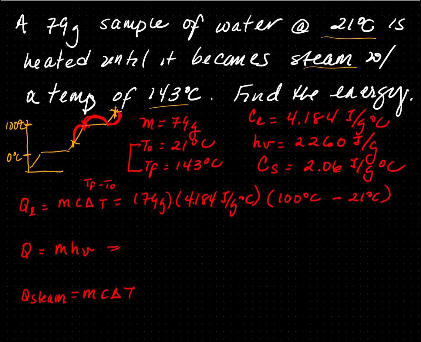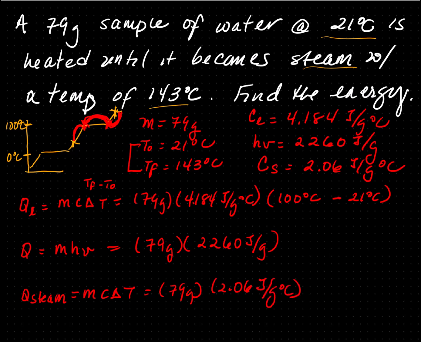At 100 degrees water, now we need to vaporize it. We're going to boil this. So we're going through a phase change. The mass is still the same, and the heat of vaporization is 2,260 joules per gram. After we vaporize, we are at 100 degrees steam. We're going to make the gas even hotter using MC delta T. The mass is still 79 grams. C of the steam is 2.06 joules per gram degrees Celsius.